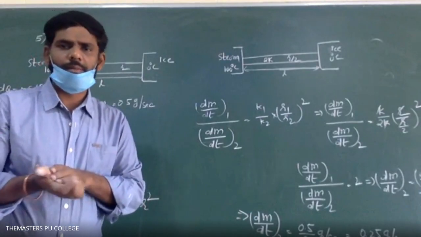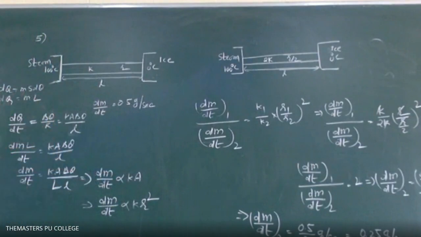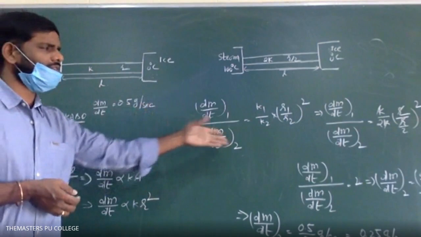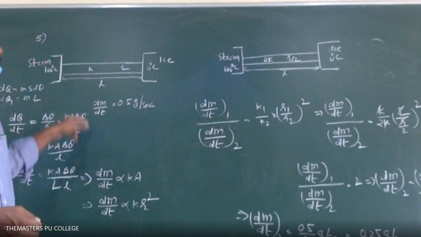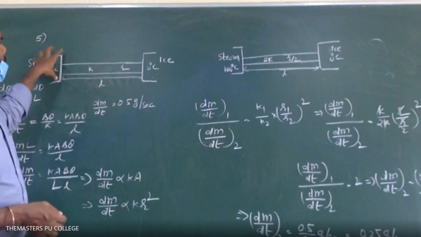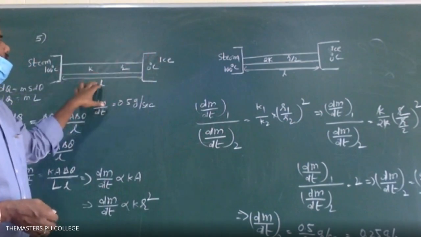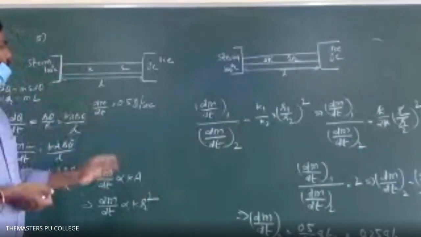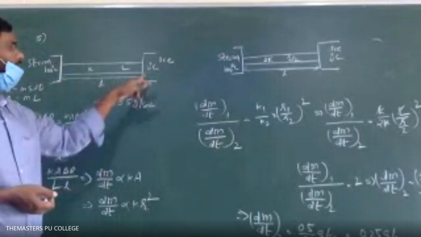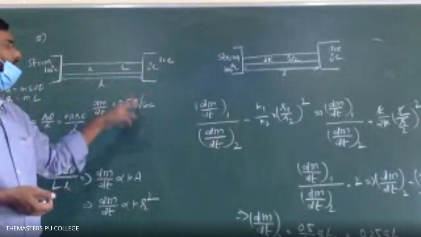Yes, sir. So students, just have a look at this. Understand the question first. What they have asked is that a rod is clamped between the steam and ice chamber, whose length is L and whose radius is R, and the coefficient of thermal conductivity of the material of the rod is K. Now, 0.5 gram of ice is melted every second due to the transmission of the heat flow.